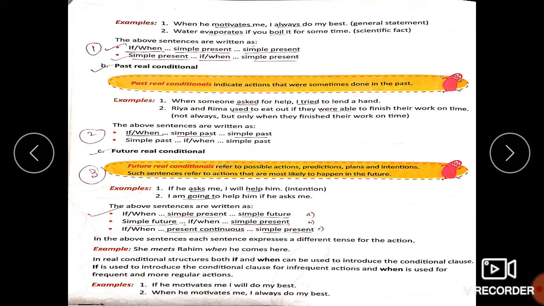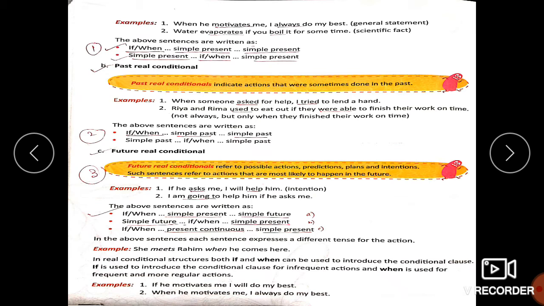If the sentence implies a real conditional, say two sentences are given and you are asked to join the two sentences with an if or a when, then you are to use this particular structure: if or when plus simple present plus simple present. When he motivates me, because this happens always, isn't it? Therefore, simple present. I always do my best.